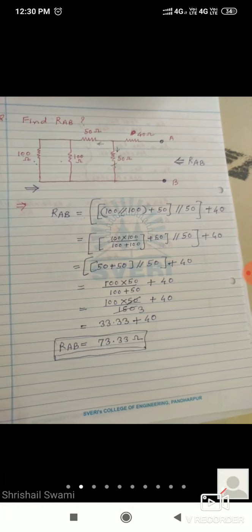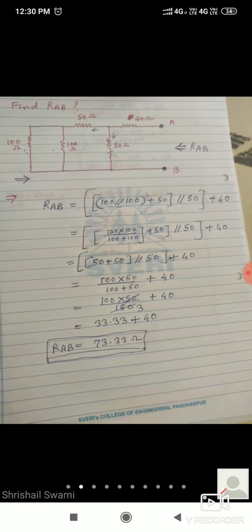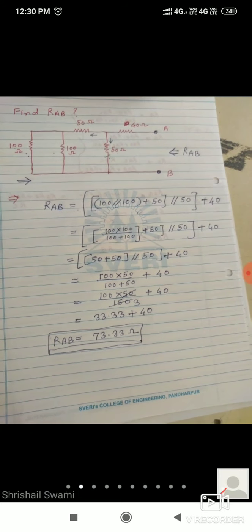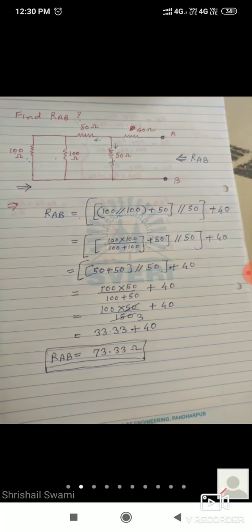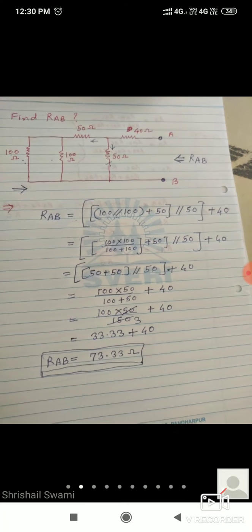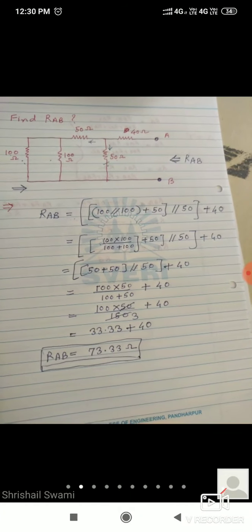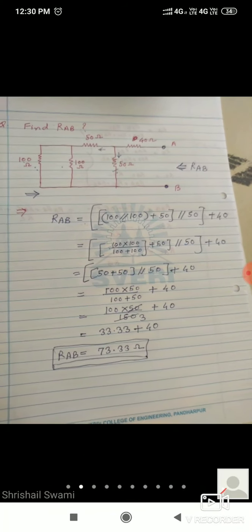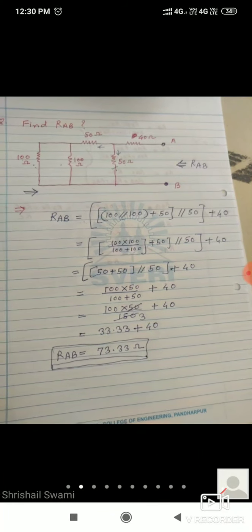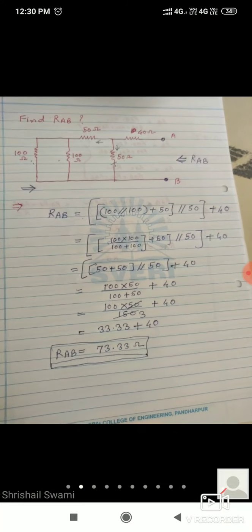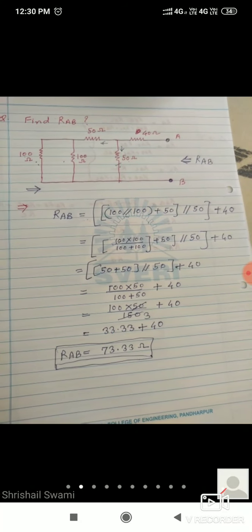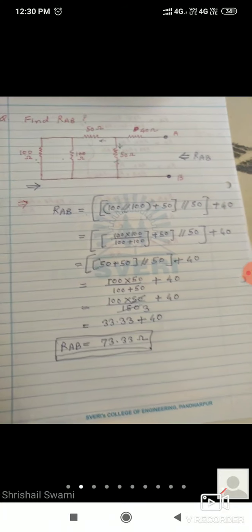Okay, so in this way you have to find out the equivalent resistance, and this is a very important concept, especially in unit number 1 and unit number 3. Without equivalent resistance, you cannot solve the problems based on unit number 1 and unit number 3. So I am requesting all you students, please work on this concept, equivalent resistance. Please solve maximum problems based on how to find out the equivalent resistance from the given network. Okay, now we will solve some more problems.